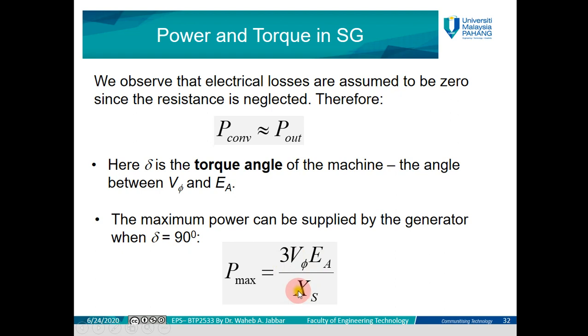If you ask what is the maximum power that we can get from the generator, it will equal 3, for the three phases actually, V phase, which is the voltage at the terminal of the synchronous generator, EA is the induced armature voltage, and XS is the synchronous reactance of the generator.